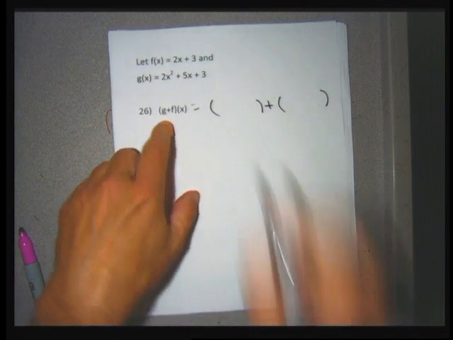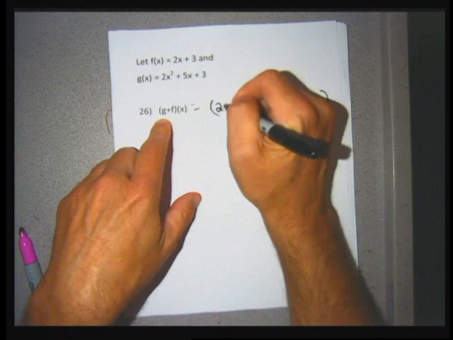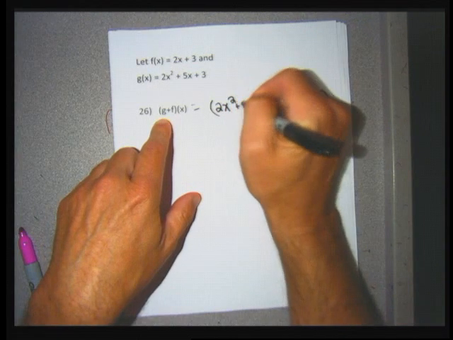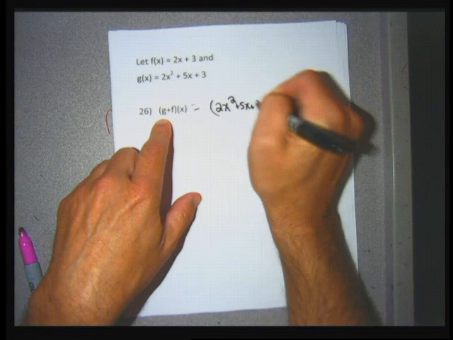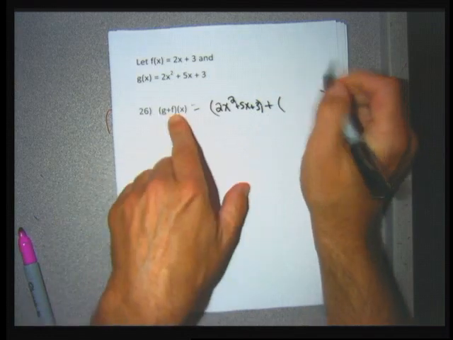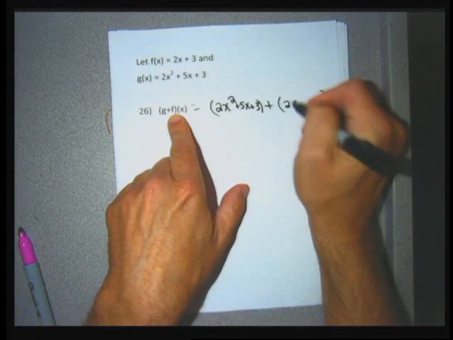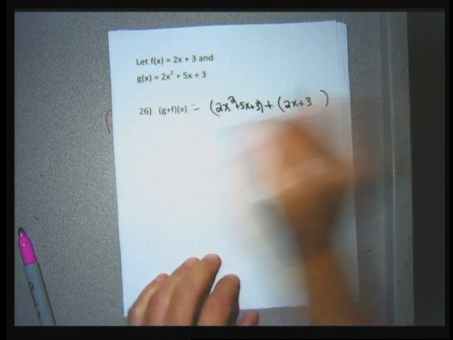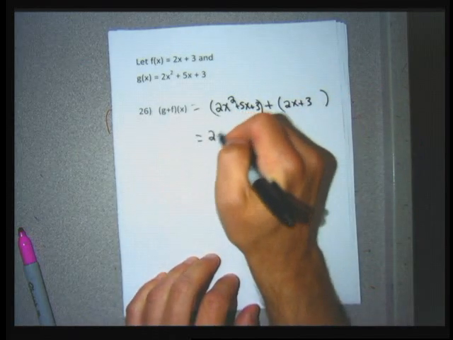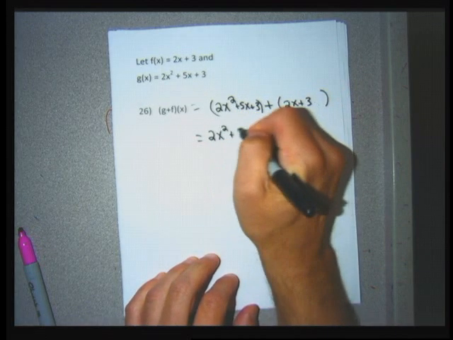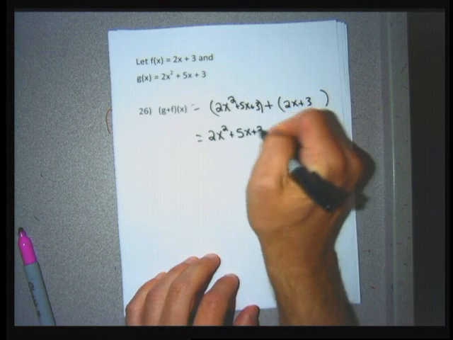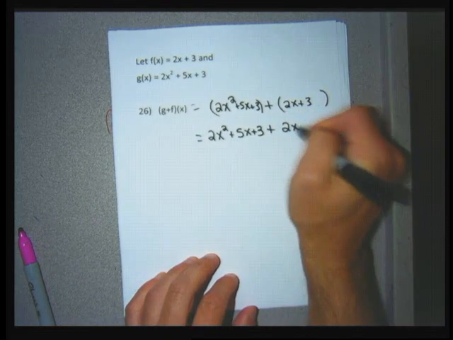In the first parentheses, I write the right side of the g function, which is 2x squared plus 5x plus 3. In the right parentheses, I write the right side of the f function, which is 2x plus 3. And now I'm going to simplify. The parentheses that I put in were really a waste of time. I could drop both of them without changing the contents of the parentheses.